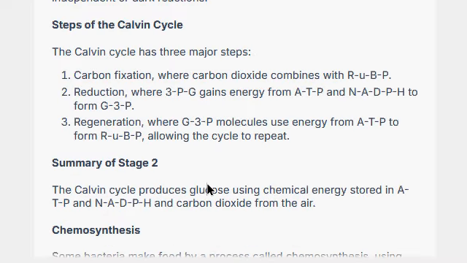Steps of the Calvin cycle. The Calvin cycle has three major steps. Carbon fixation, where carbon dioxide combines with RuBP. Reduction, where 3PG gains energy from ATP and NADPH to form G3P. Regeneration, where G3P molecules use energy from ATP to form RuBP, allowing the cycle to repeat.